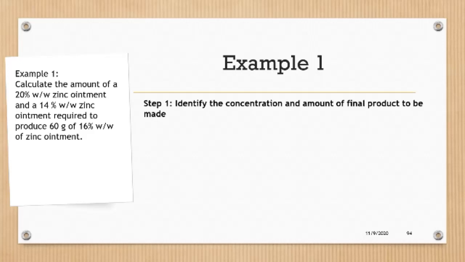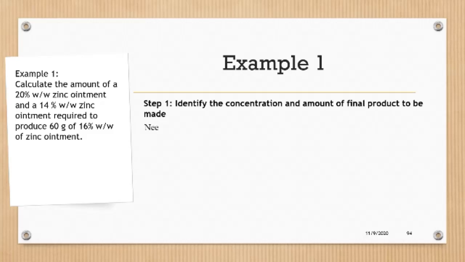Allegation medial is the opposite. You would know the amounts of the components or mixtures and their concentration, but you don't know the final amount. You'd have to derive that, and you don't know the final concentration of the resulting mixture upon mixing these components. So there's a difference in the application of allegation alternate and allegation medial, and I don't want you to get them mixed up. So the first step is to identify the concentration and amount of final product to be made.